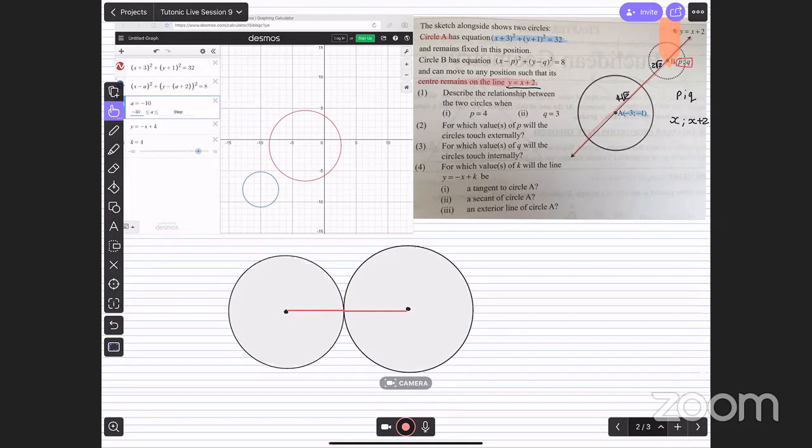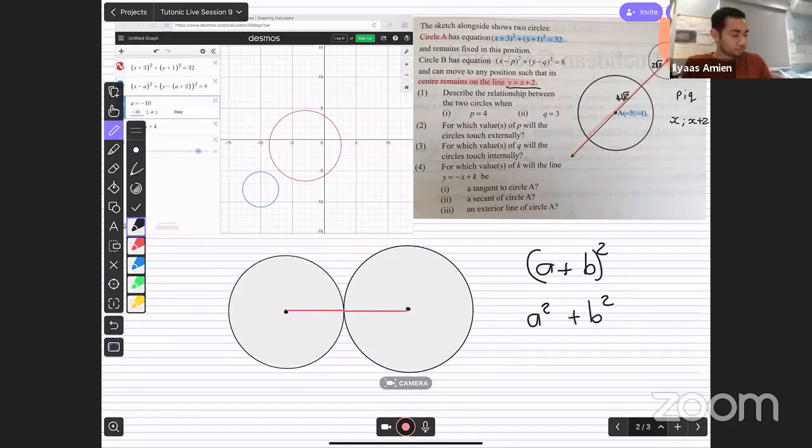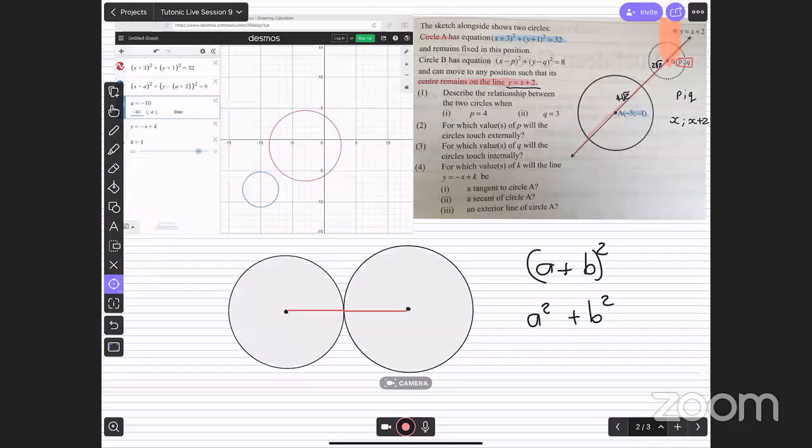Because the square will be larger than the rooted actual value. So your answer might not be true to the actual relationship. Does that make sense? What's the difference between these two? These are different, right?